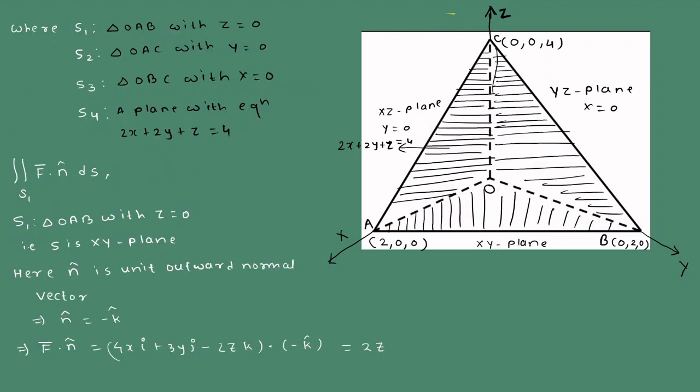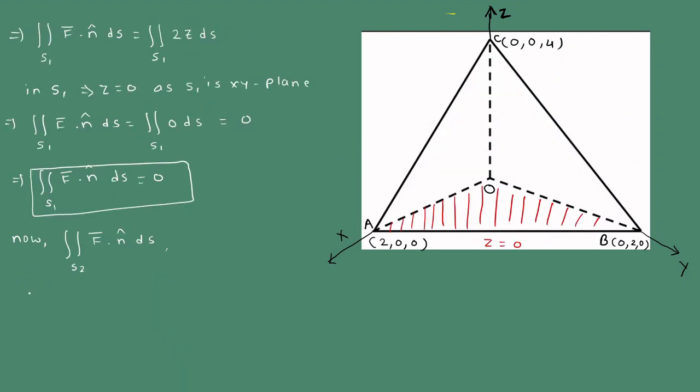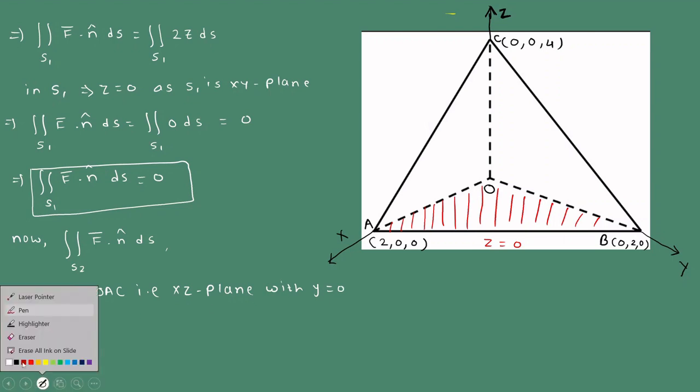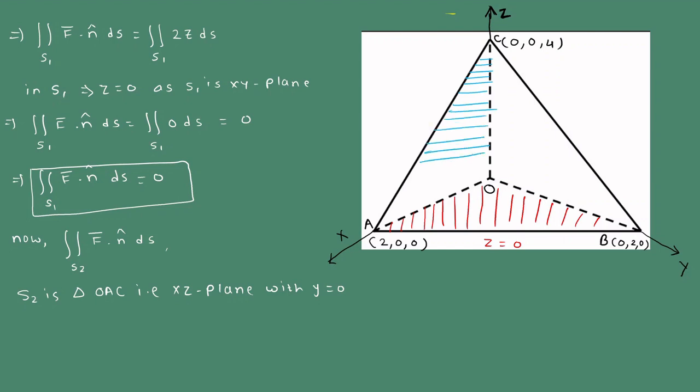Basically, what is S2? S2 is triangle OAC with y equal to 0. That is, it is the XZ plane with y equal to 0. Basically, S2 is this. This is our S2, correct? Okay.